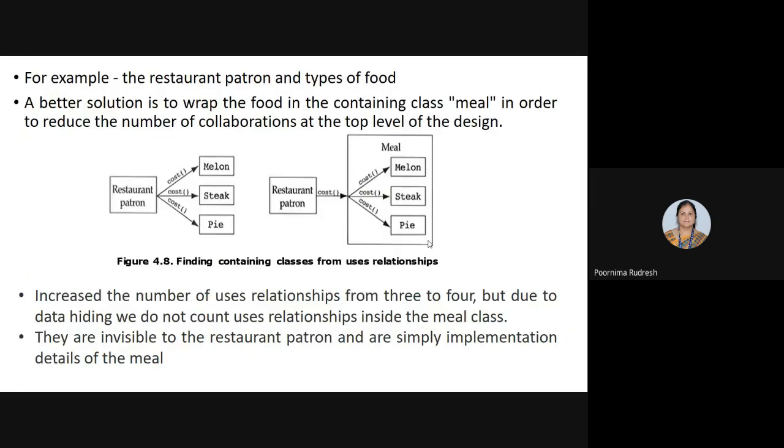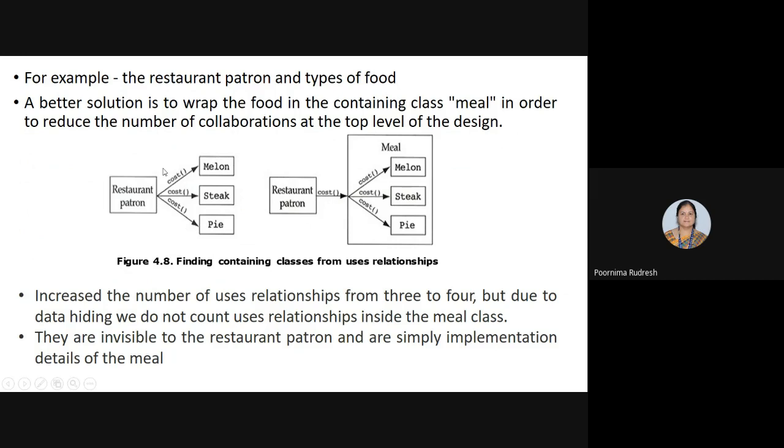So that is the solution that we are looking for. Now let us consider this example: the example of a restaurant pattern and the types of food. Here it is a restaurant pattern. There are melon, steak and pie, and these are served, right? See the collaboration between this and these three. There exist three collaborations between these. So in such cases we are looking for a better solution, in which we minimize the number of collaborations between the classes.